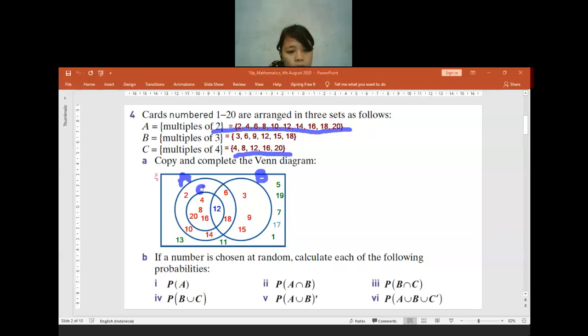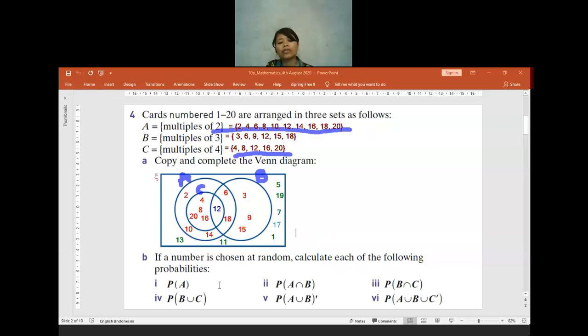1, 2, 3, 4, 5 already, 6 already, 7 already, 8 already, 9, 10, 11, 12, 13 already, 14, 15, 16, 17, 18, 19, 20. So all the numbers are already done. So now we can answer question B.